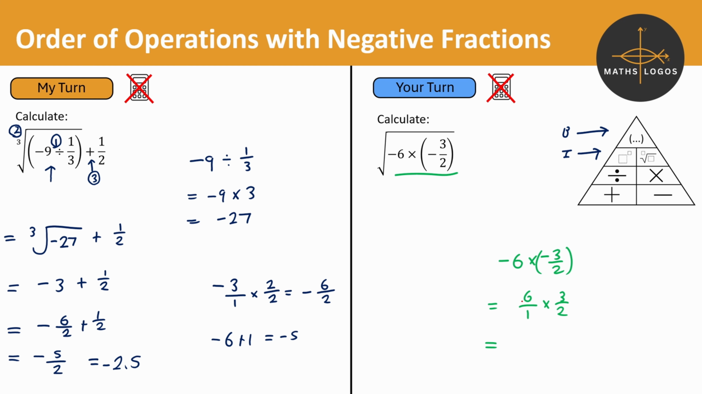Then we do our cross simplifying, so divide through by 2 on this numerator and on this denominator. Then go ahead and multiply your numerators. 3 multiplied by 3 is 9, 1 multiplied by 1 is 1, so my answer is 9. Let's rewrite our calculation as the square root of 9. Nice easy one, the answer to that is 3.